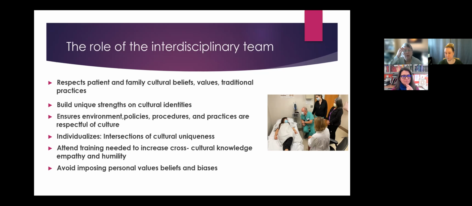We want to totally avoid imposing our own personal values, beliefs, and biases. They do pop up. It's interesting how it is, especially when we get asked, so we have to be careful to stay value-neutral and to be able to respect those things. Each from a different team perspective, with our own strengths, also within our scope of practice, and sometimes our boundaries that can cross over within that as well.